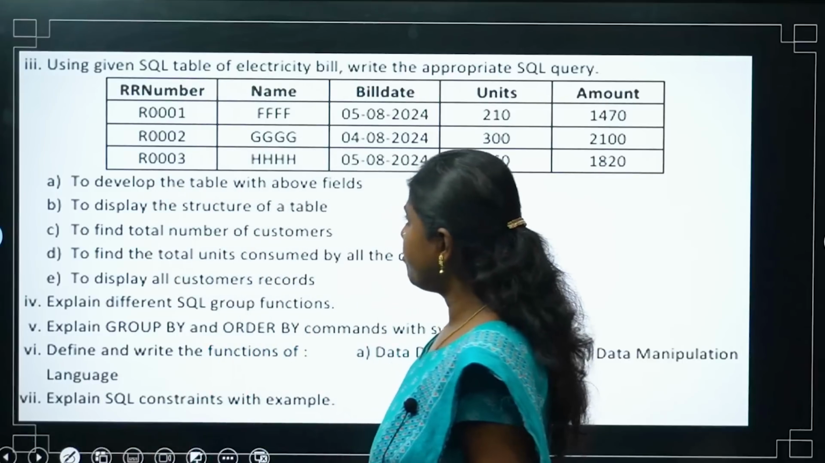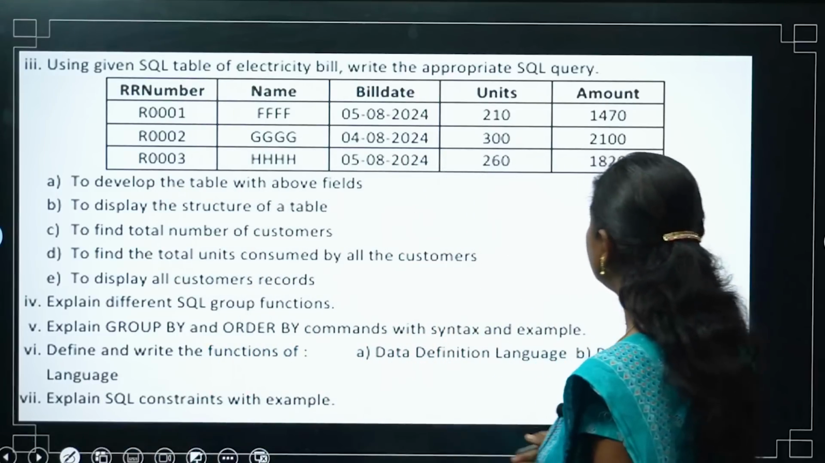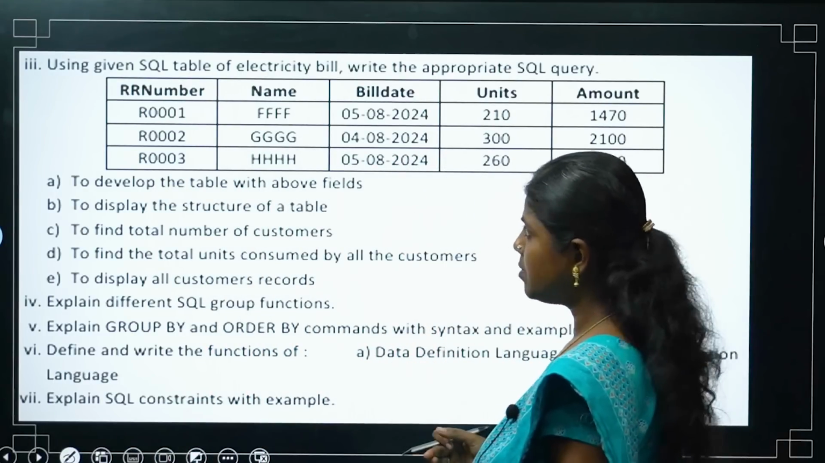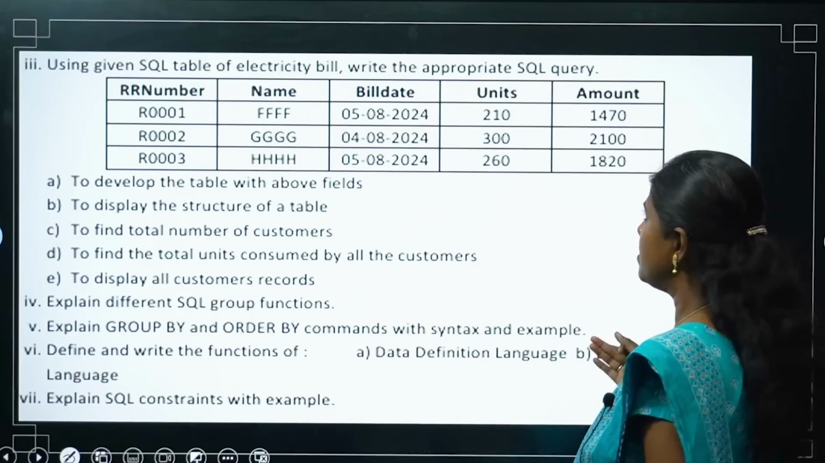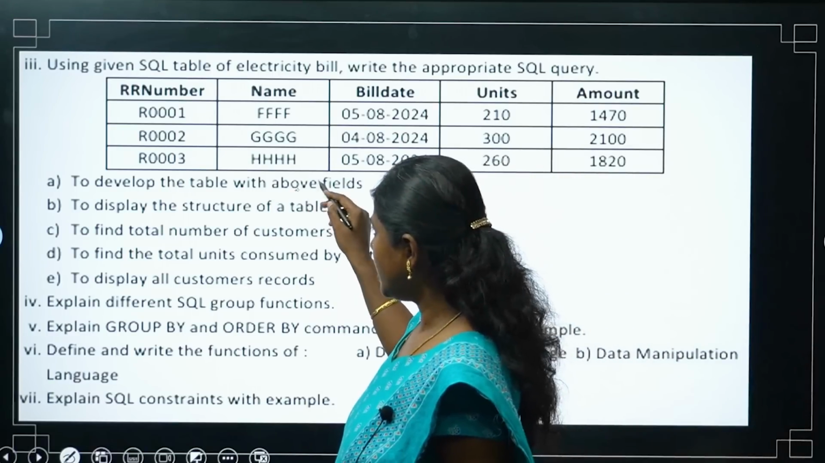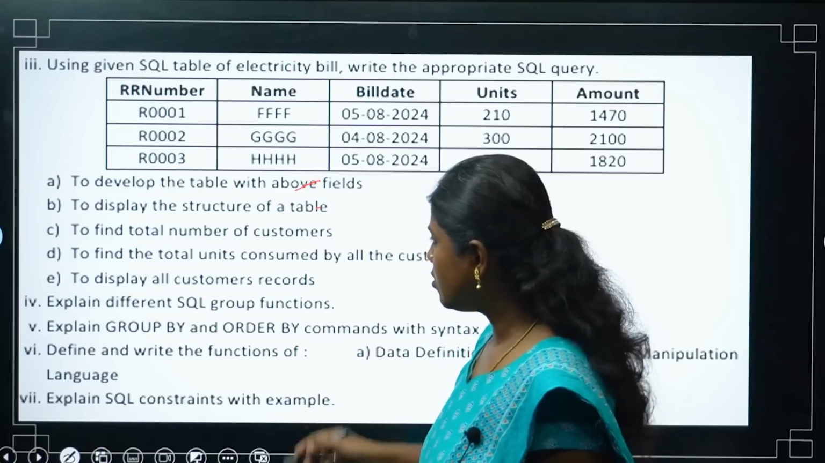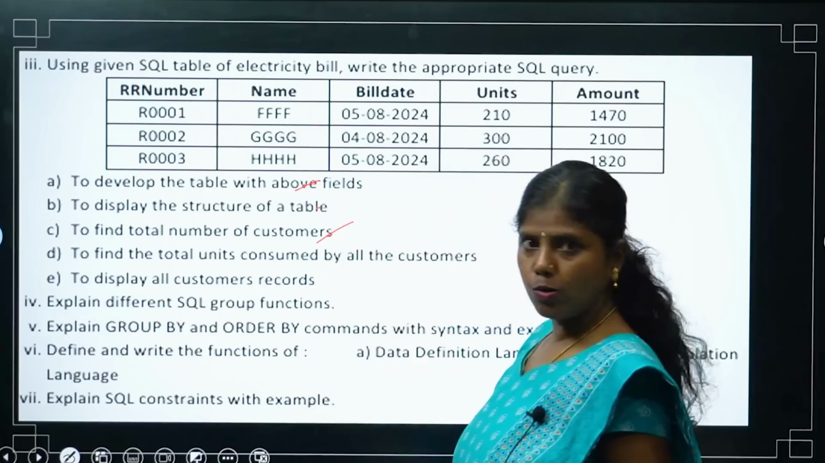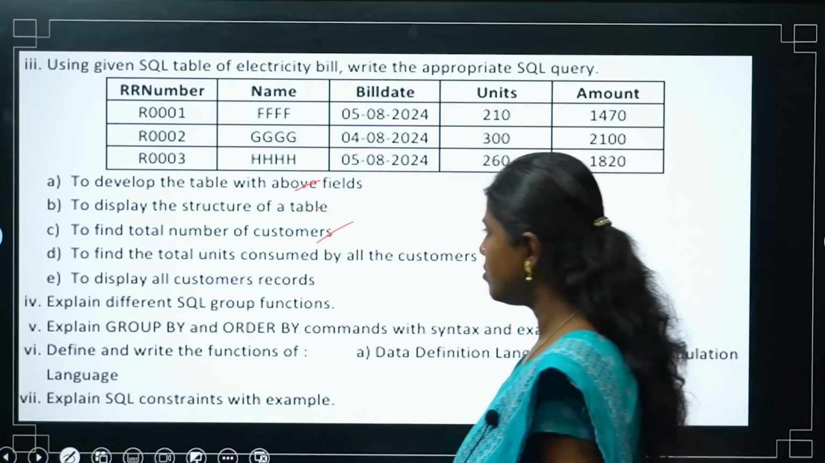So we have this also been covered here. It's very simple with respect to the electricity bill. We have RR number, name, bill date, units, and amount. So you're supposed to develop the table and display the structure, DESC we use it. Total number of customers is what? Count star only we use. Select count star from table name.